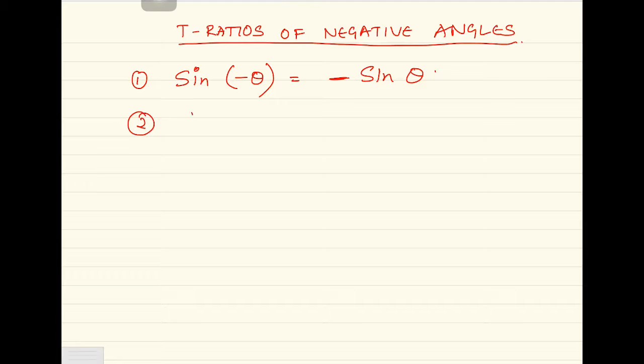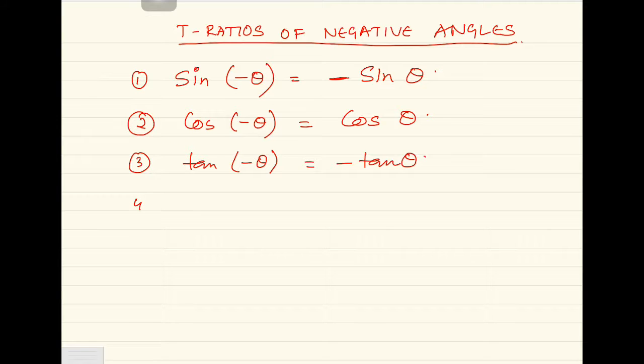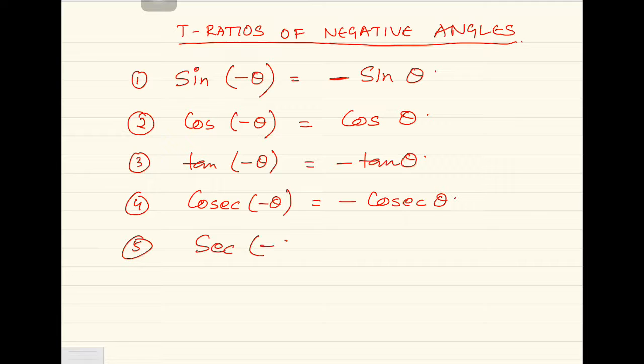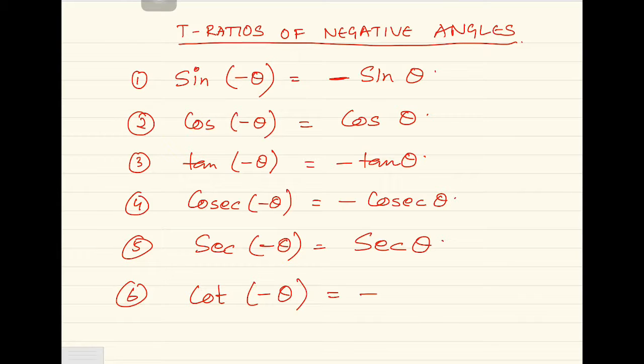Number 2, what happens to cos of minus theta? It will only become cos theta. Remember, it will absorb the sign, no more minus coming out. It automatically gets absorbed. The third one, what about tan of minus theta? It will be minus tan theta, it pops out again. Number 4, cosec of minus theta, it pops out: minus cosec theta. Check this out again, it comes out. Number 5, sec of minus theta. This is interesting: sec also, the sign gets absorbed. And finally number 6, cot of minus theta is minus cot theta.